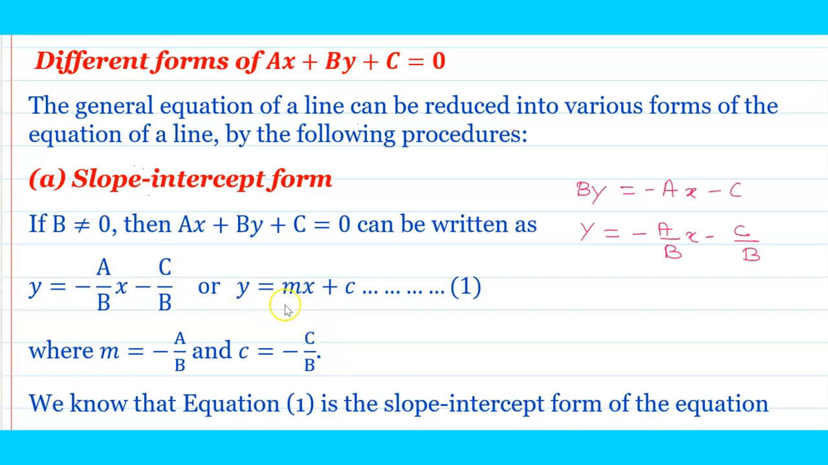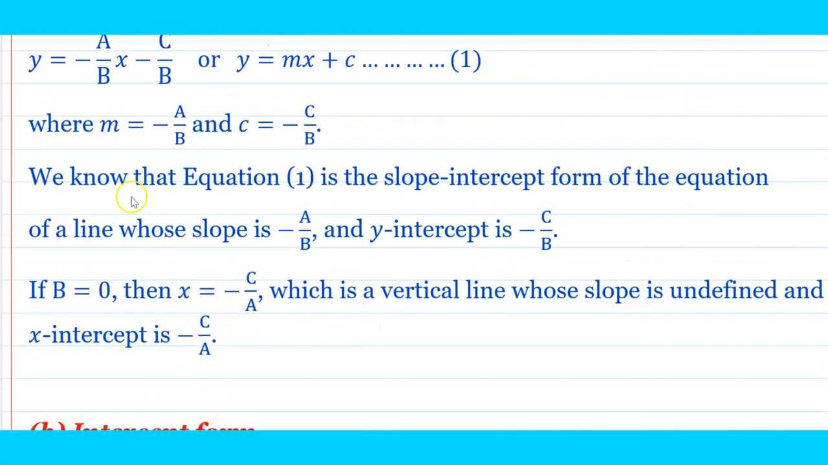And therefore we can write y is equal to mx plus c, which is the famous equation for the slope intercept form. And in this equation, m indicates the slope of a line and c indicates the intercept made by that line on the y-axis. We know that equation 1 is the slope intercept form of the equation of a line whose slope is minus a upon b and y-intercept is minus c upon b.